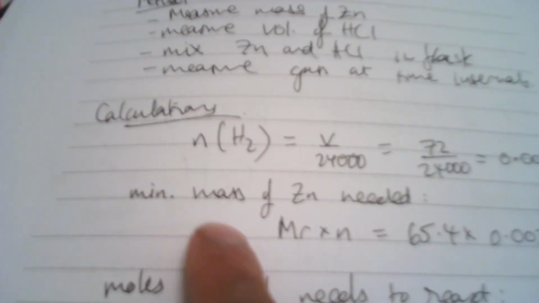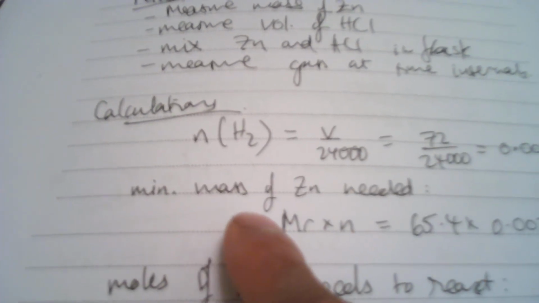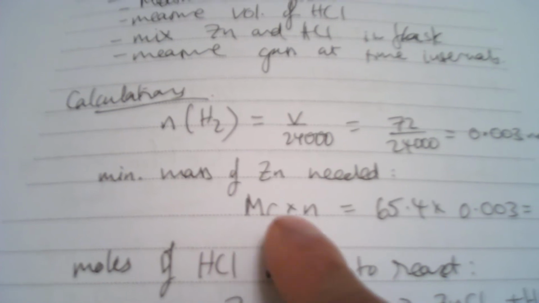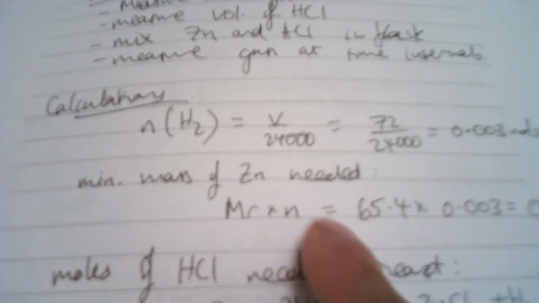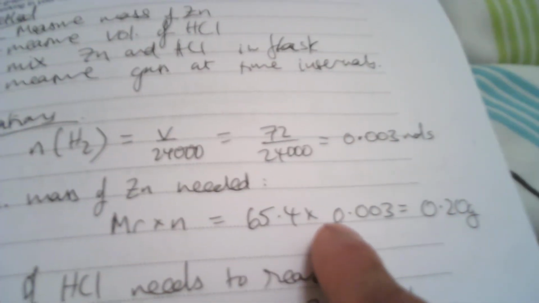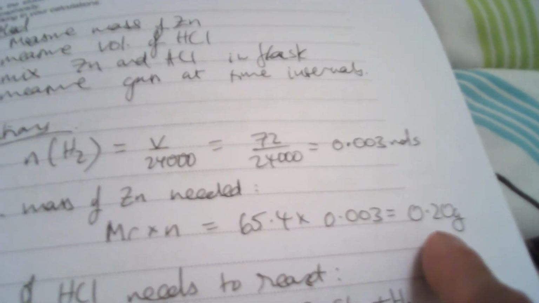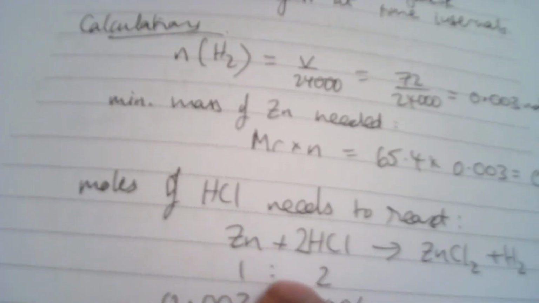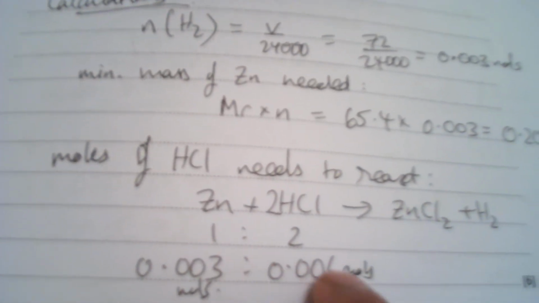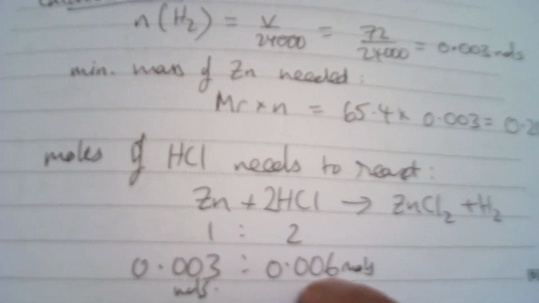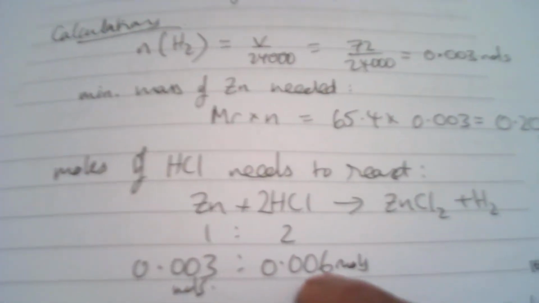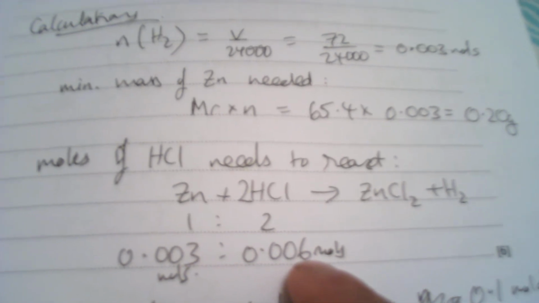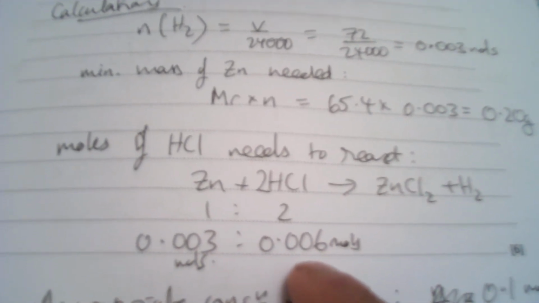So how much zinc do you need? What's the minimum mass of zinc you need to make 72 cm³ of gas? So mass is Mr times moles. So Mr of zinc times the moles of zinc, we need 0.28 grams of zinc. Okay, so we also can work out the moles of acid that we need, but that doesn't really tell us the measurement, so we need to convert that to a measurement.